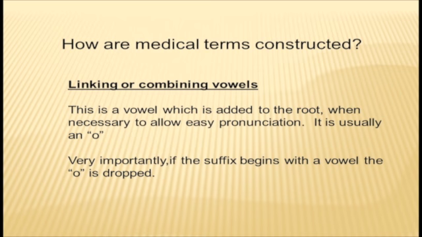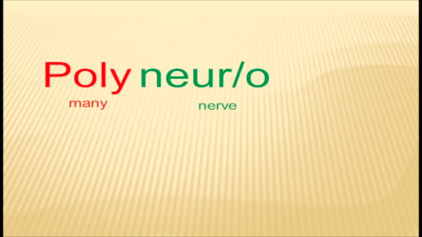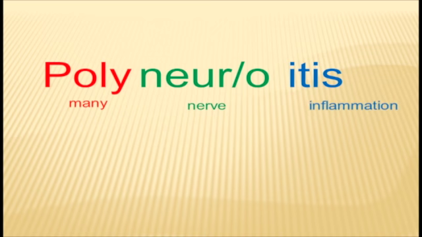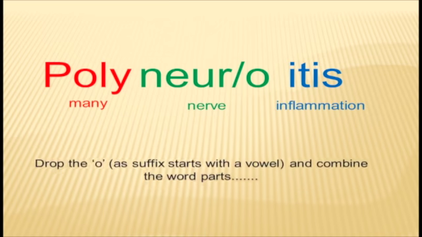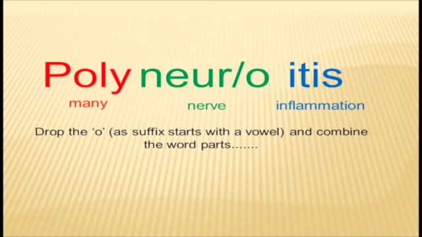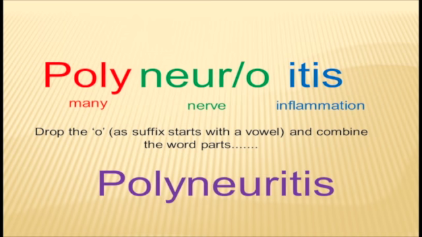So let's have a look at some medical words using those word parts. Poly, the prefix meaning many. Neuro, the root word meaning nerve. Itis, a very common suffix meaning inflammation. We drop the O as the suffix begins with a vowel and combine the word parts, making the word polyneuritis. We start at the end and come to the beginning. Inflammation of many nerves. Polyneuritis.